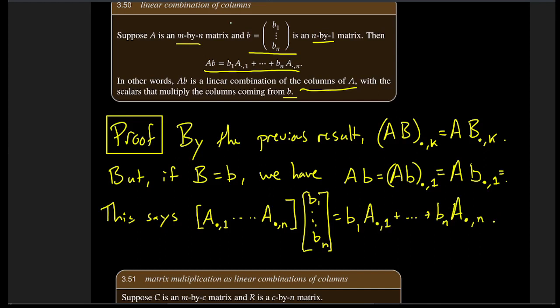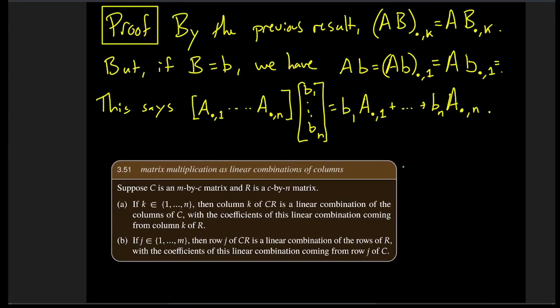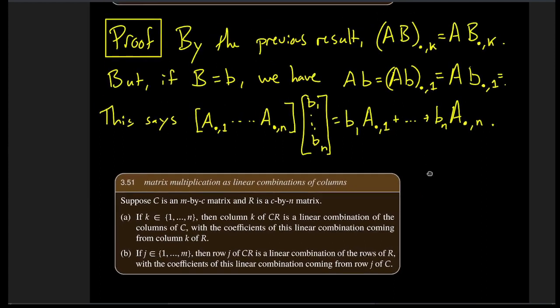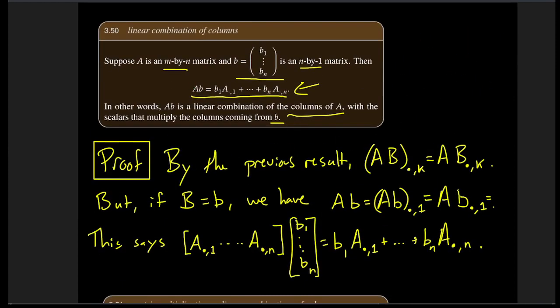Hey, that's the statement we want to prove, isn't it? Nice. All right, fair enough. Very cool. So, what does this tell us? Well, what this says is that matrix multiplication, when you take a matrix and multiply it by a vector, you get a linear combination of the columns of A.